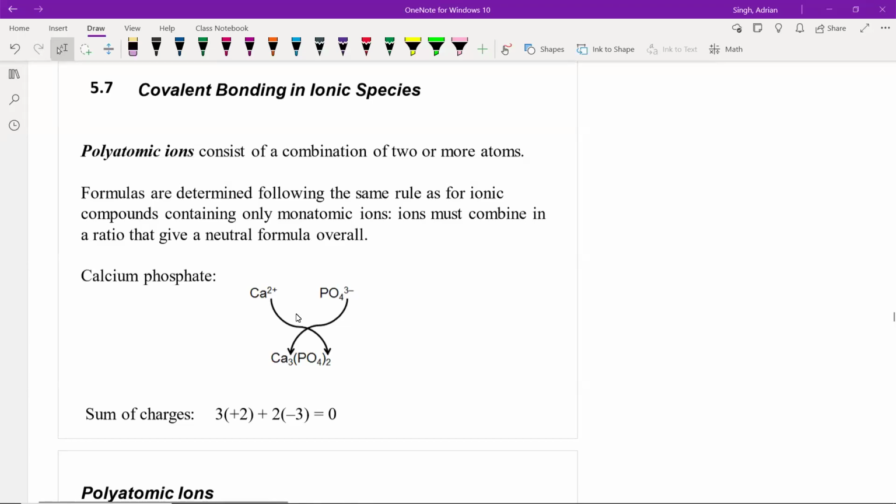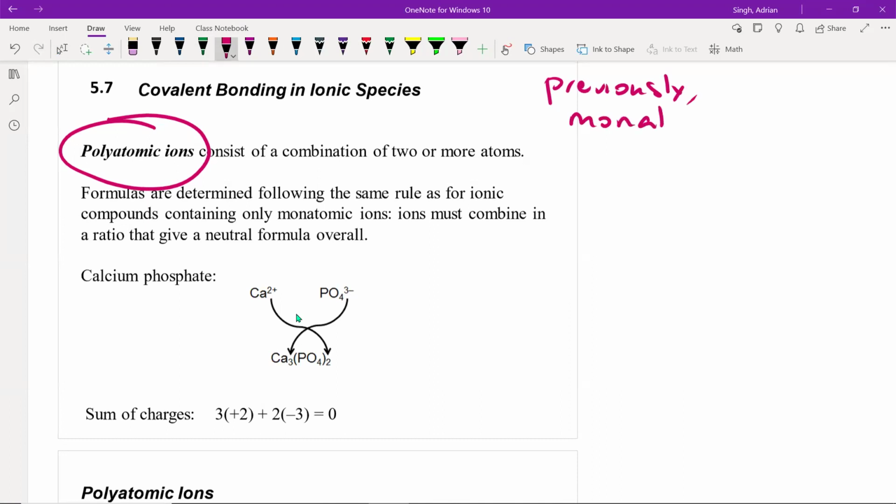Okay, so now we're going to add another layer, or another wrinkle, to our ionic compound nomenclature. We're now going to see the presence of a different type of ion called polyatomic ions. Up to this point, previously, we've seen monoatomic ions or monatomic ions.